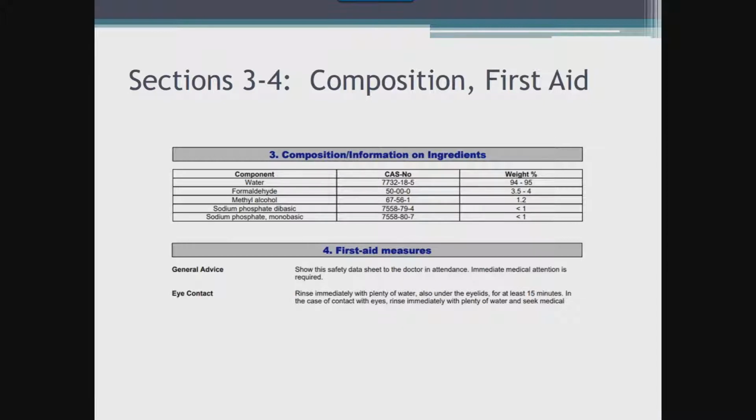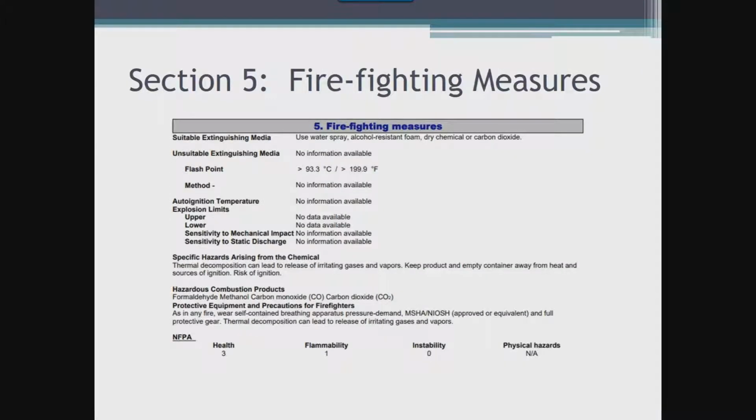And then section 4 describes initial care to be given to an individual who has been exposed to the chemical. This is the section you would refer to if there is an incident in the laboratory with the chemical and you need to figure out what to do in terms of first aid. Section 5 lists recommendations for fighting a fire caused by the chemical. So this section gives you information on what kind of extinguisher to use if there was a fire involving this chemical.